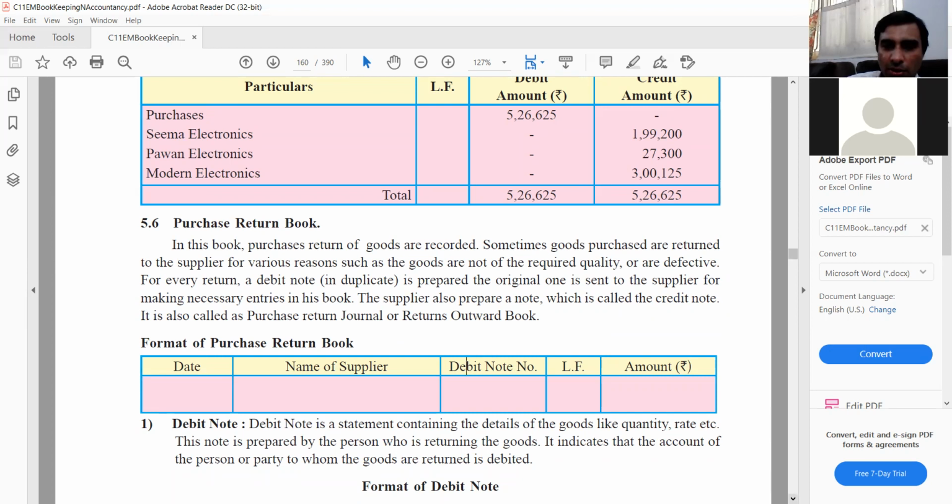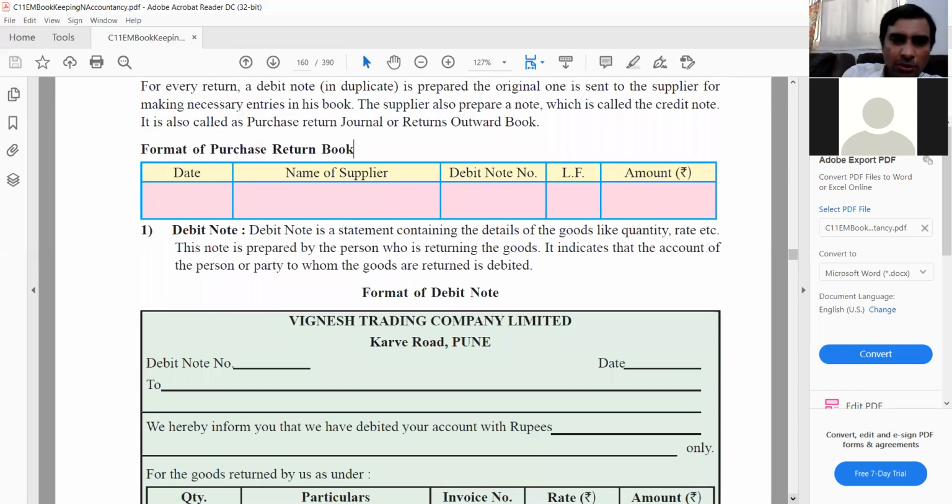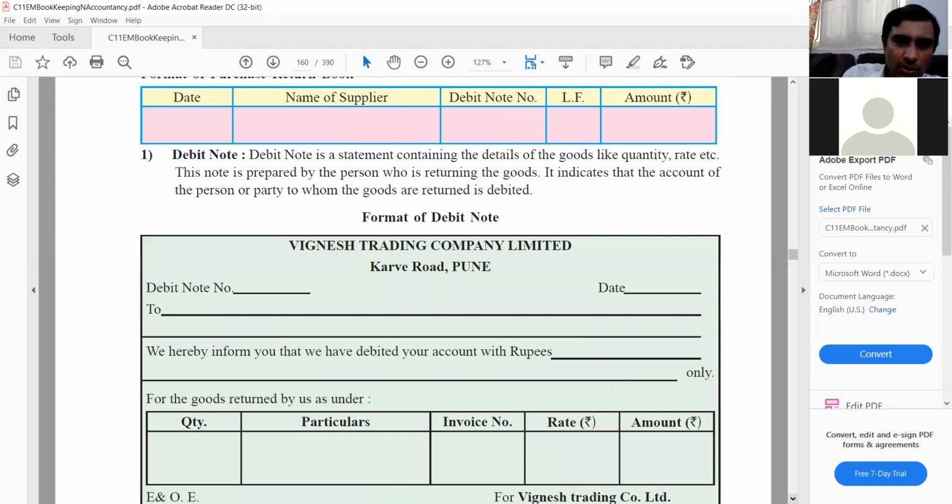Okay, so the entry for a purchase return is debit the receiver, because you're giving the goods to the supplier back again. So debit the supplier name, let us say Amit, and credit goods. And in this case, instead of the word goods, you will write purchase return. So purchase return book, which is where all the entries will appear, essentially means the supplier is being debited.